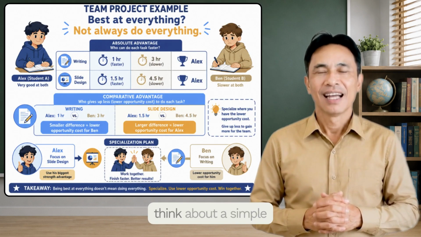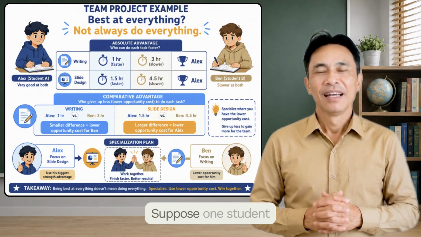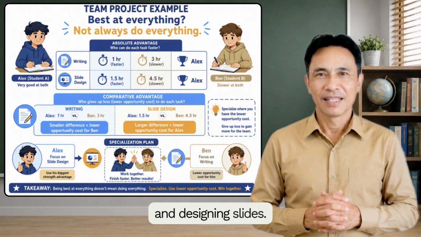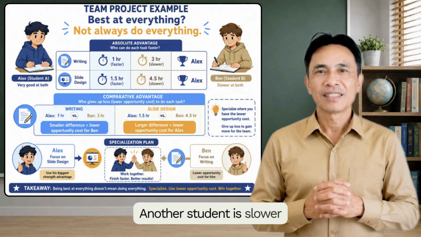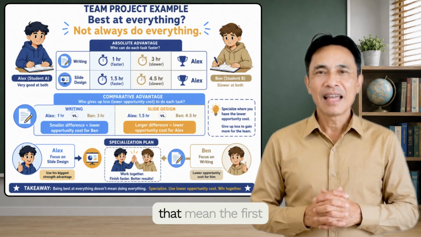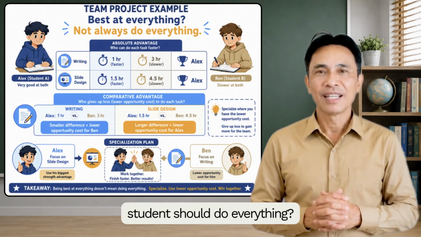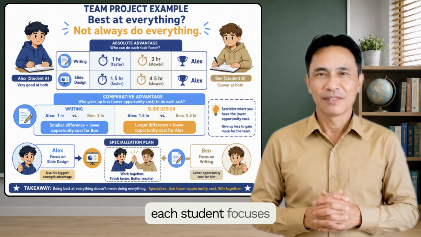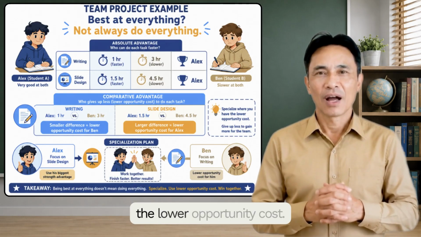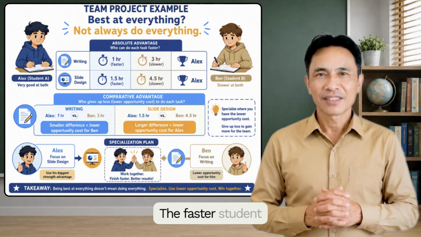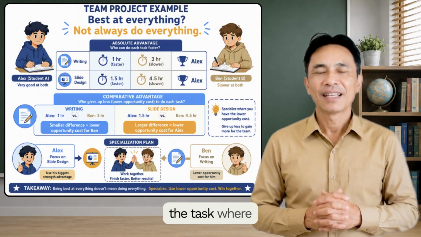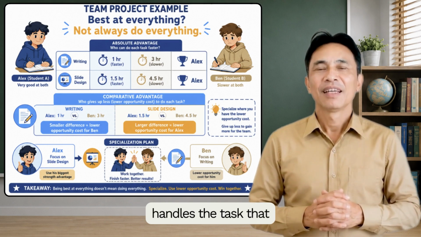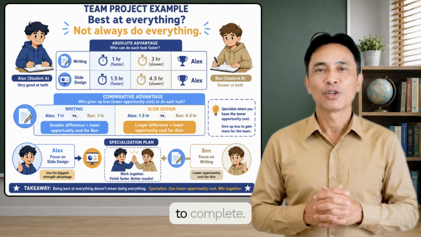Before we look at countries, think about a simple team project. Suppose one student is very good at both writing and designing slides. Another student is slower at both tasks. Does that mean the first student should do everything? Not necessarily. The team may work better if each student focuses on the task with the lower opportunity cost. The faster student may specialize in the task where the difference is greatest, while the other student handles the task that costs them relatively less to complete.